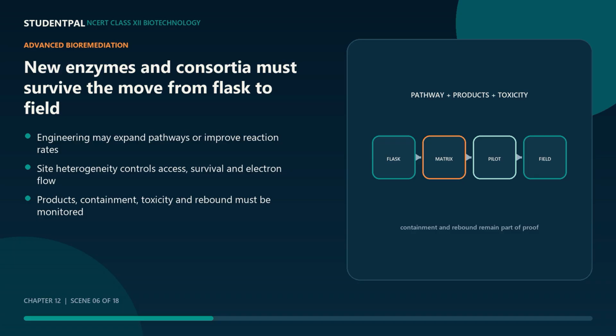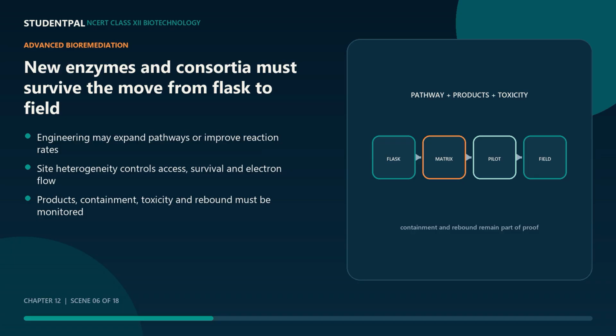A credible development pathway begins with parent compound loss and product identification in control cultures. Soil or water microcosms then test realistic matrices with sterile, untreated, and process controls. Pilot studies examine delivery, persistence, spatial heterogeneity, and containment. Field monitoring measures chemistry, biological activity, toxicity, and rebound after treatment stops. An engineered organism also requires assessment of survival, dispersal, and gene transfer.